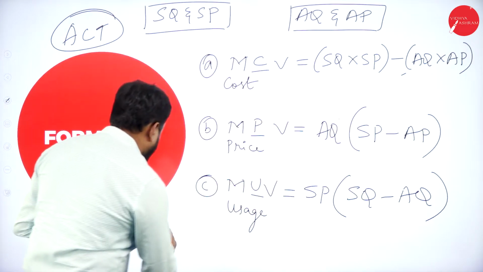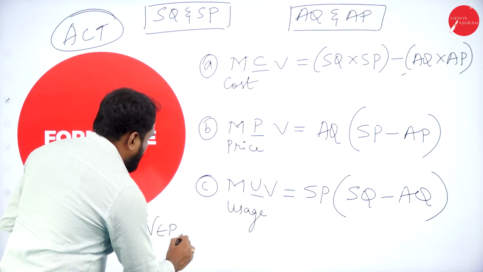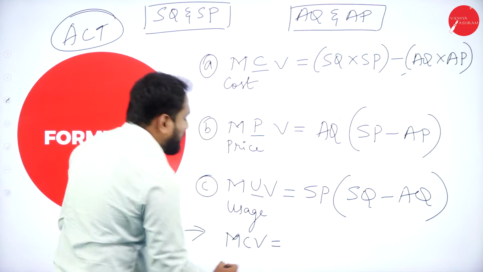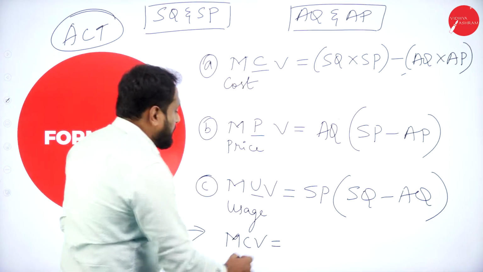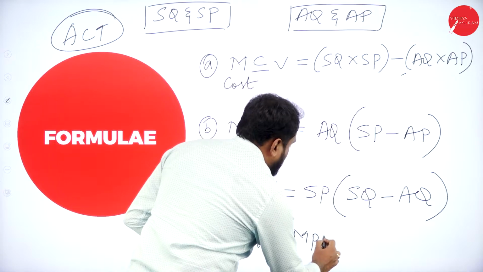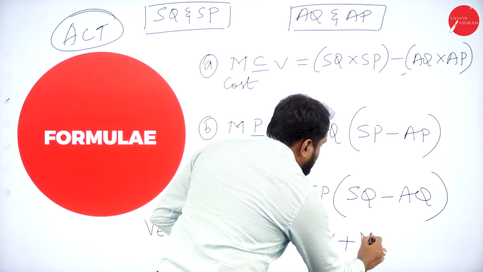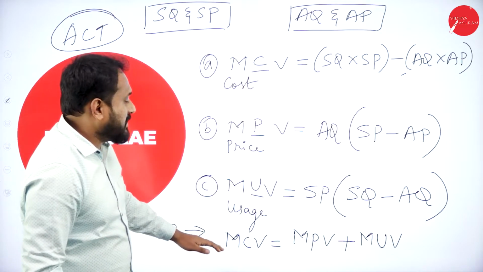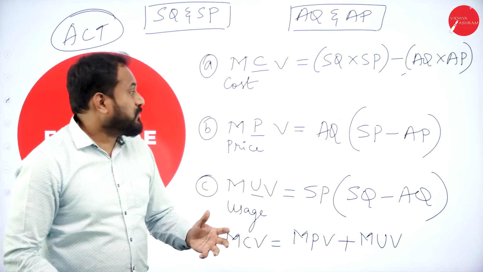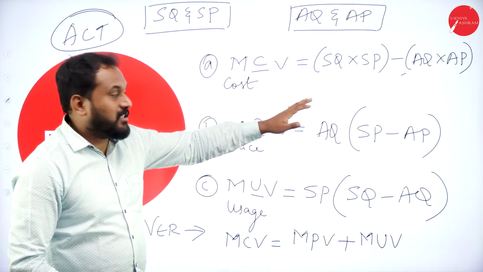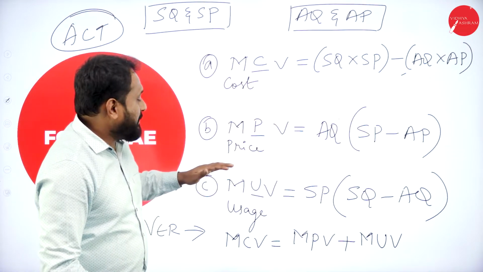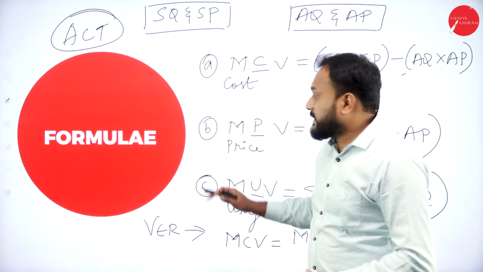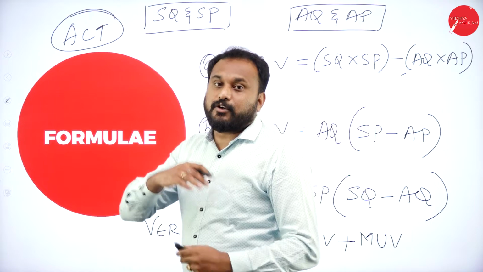The verification, when you go for any of the verification here, is that MCV is equal to MPV plus MUV. So this is what the verification is all about. MCV is equal to MPV plus MUV. So material cost variance, material price variance, and material usage variance. These are the formulas which you are supposed to understand. So let's go for the problem now.